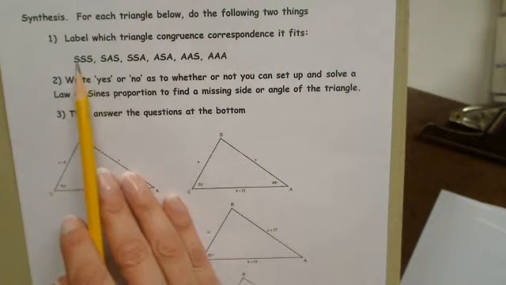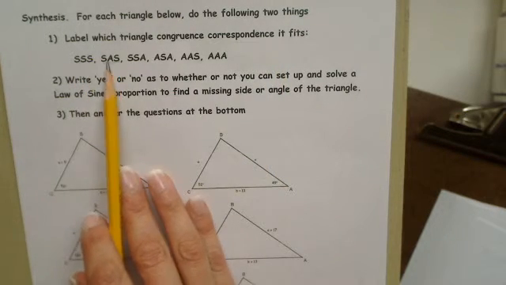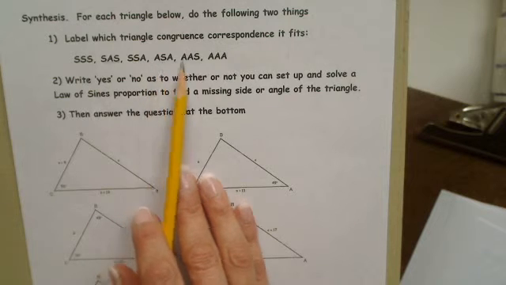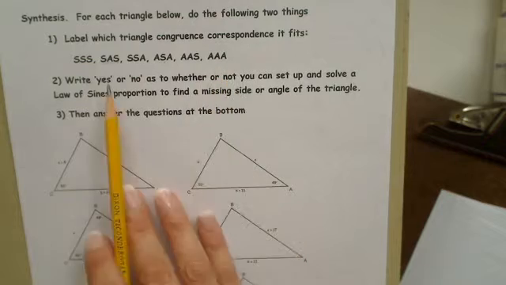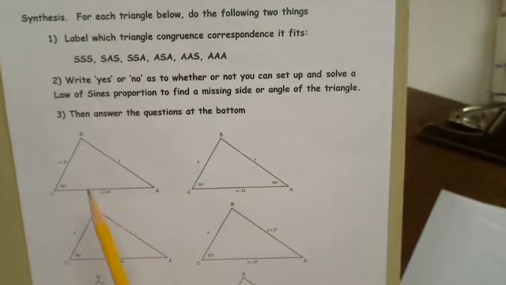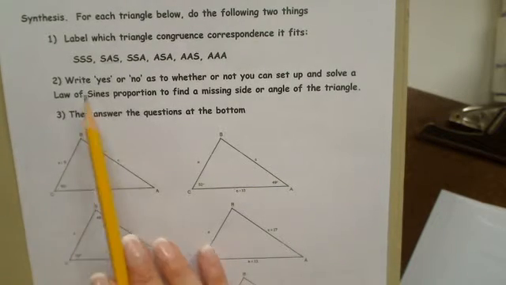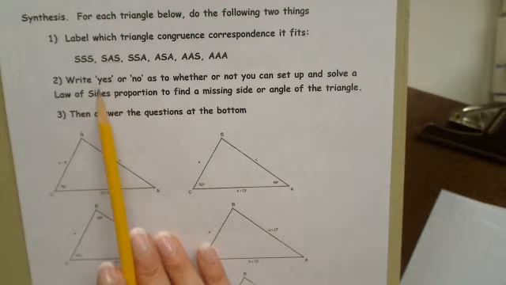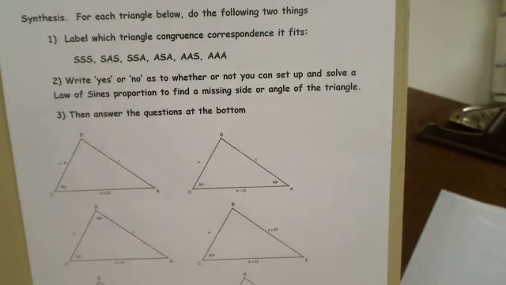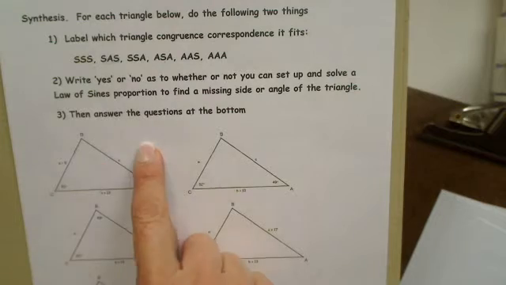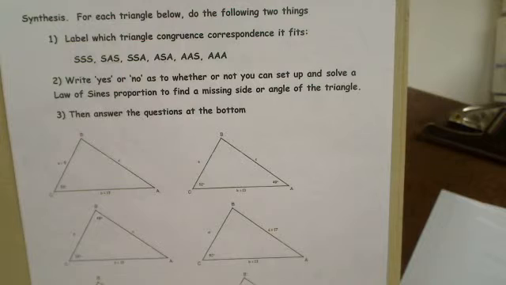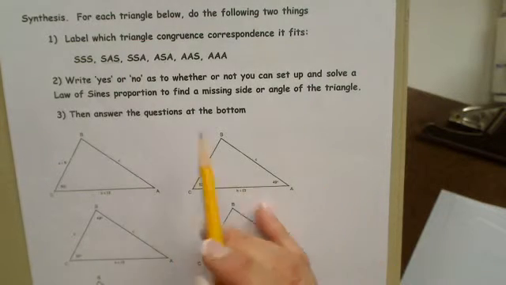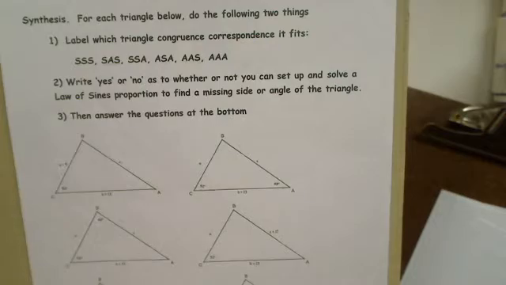So have I given you 3 sides, SAS, 2 sides and a non-included angle, 2 angles and an included side, 2 angles and a non-included side, or 3 angles? Which one would it fit? So in other words, would this triangle be congruent to every other triangle that's labeled like this? And then 2, write yes or no as to whether or not we can set up a law of sines. Do we have a situation in which we do a sine of an angle over opposite side, sine of an angle over opposite side, and we get only one unknown in that proportion that we could solve? All right, and then after we do that, we'll kind of summarize at the bottom.